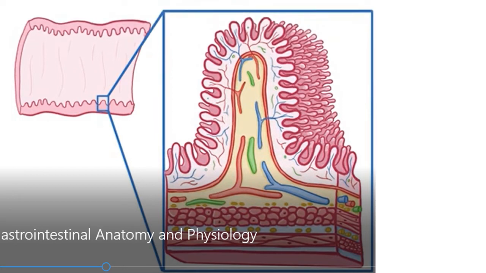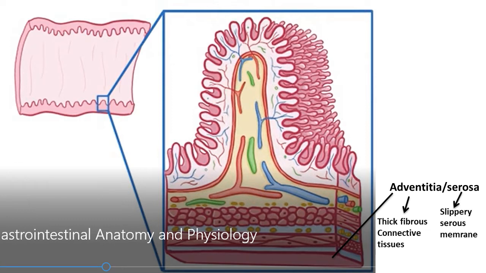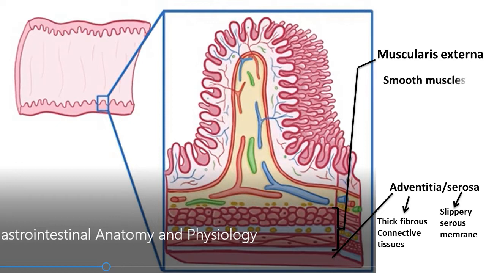When we look at the cross section of the gastrointestinal tract, basically the gastrointestinal tract is made up of 4 layers. The first one is called adventitia or serosa. Adventitia is made up of thick fibrous connective tissue, while the serosa is a slippery serous membrane. The second layer is called muscularis externa, which is made up of smooth muscles. And as we know about the smooth muscles, they contract automatically.